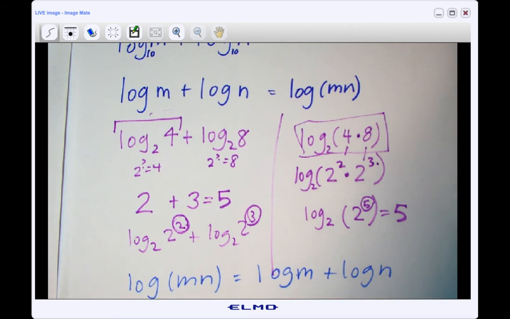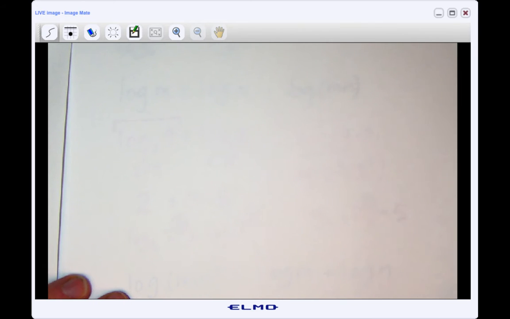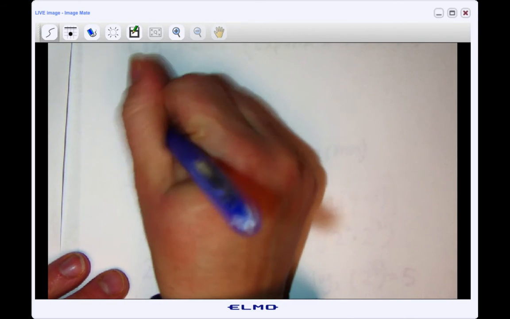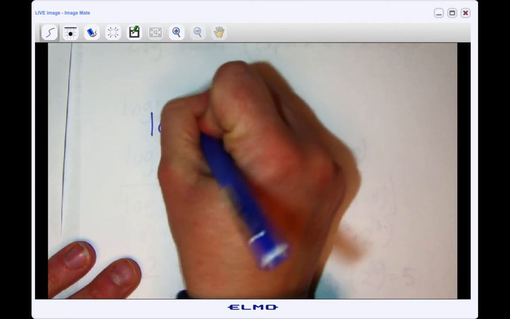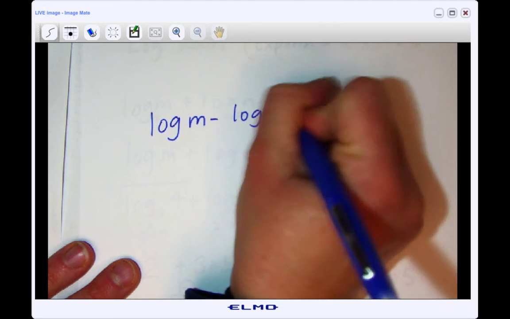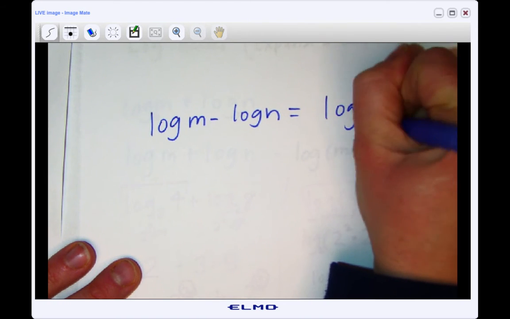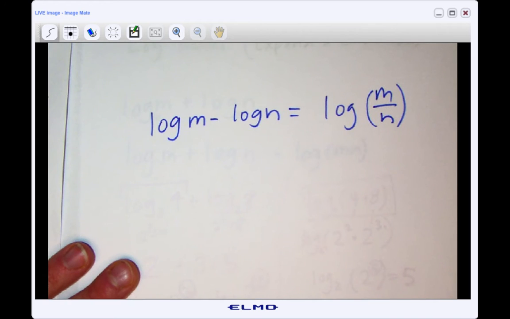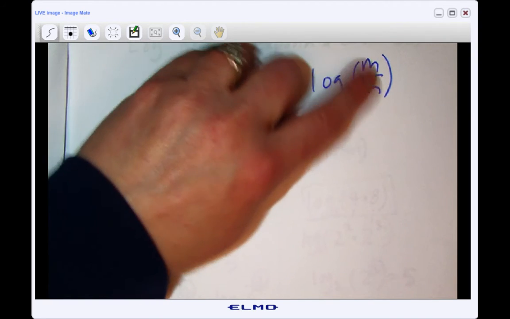Let's look at the next one. And the next one is along the same lines, but this one says that log of m minus log n is actually equal to log of m over n. So if I combine them together, and on the inside, we can actually divide them.